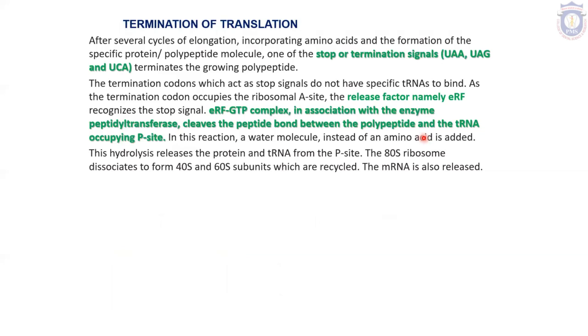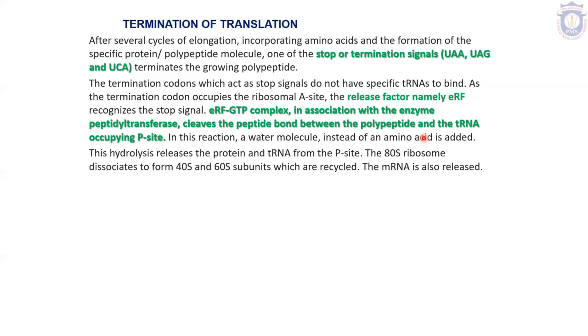Termination of translation. After several cycles of elongation, incorporating amino acids and the formation of a specific protein or polypeptide molecule, one of the stop or termination signals, namely UAA, UAG or UGA, terminates the growing polypeptide. The termination codons, which act as stop signals, do not have specific tRNAs to bind. As the termination codon occupies the ribosomal A site, the release factor, namely eukaryotic releasing factor, recognizes the stop signal.